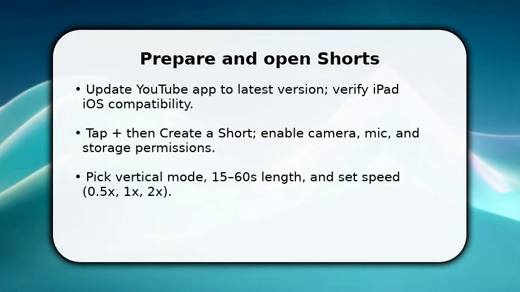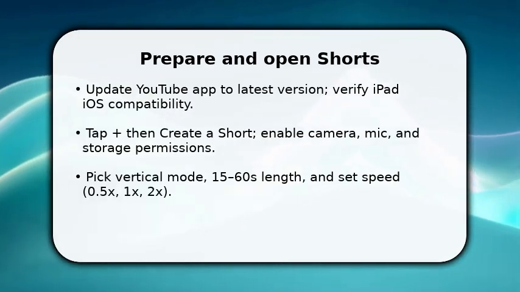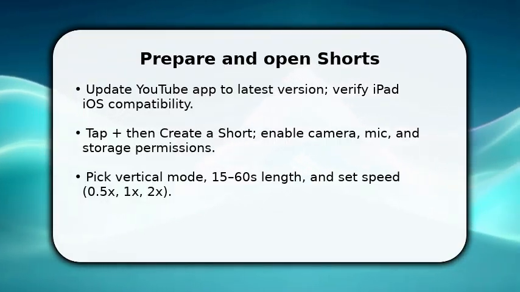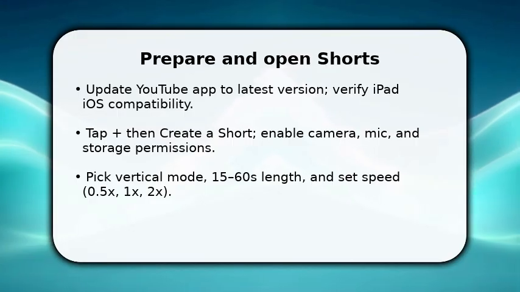Next, choose vertical orientation and set your clip length, 15 to 60 seconds, then pick the recording speed like 0.5x or 2x. These initial steps let you access.